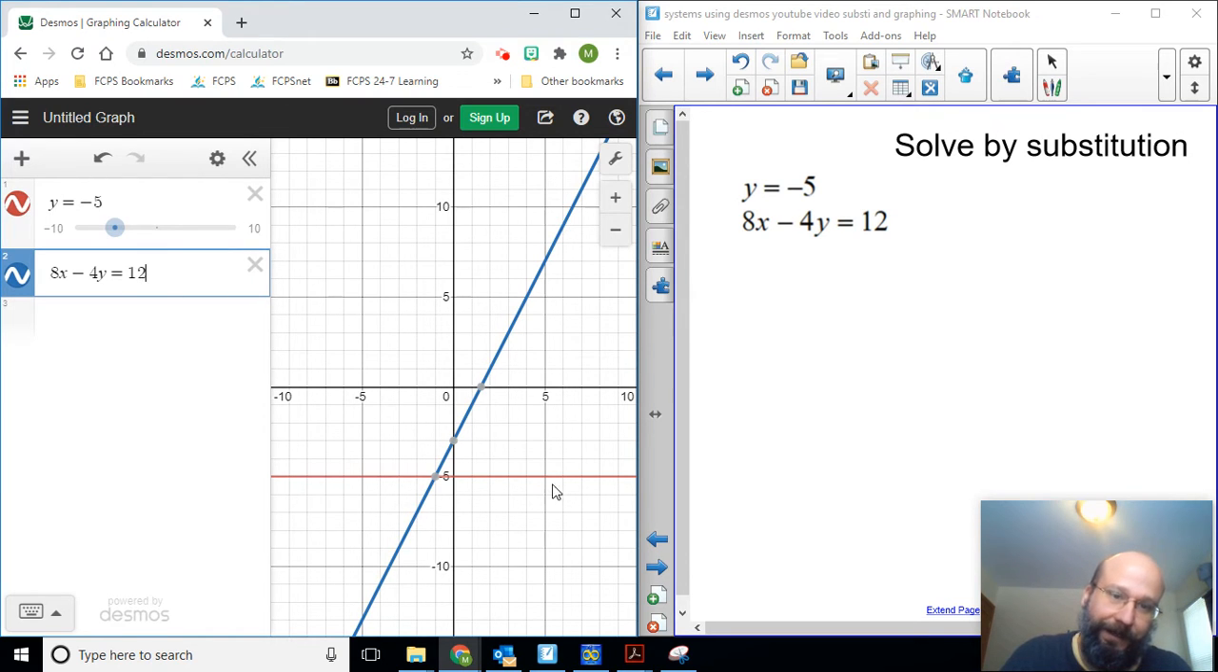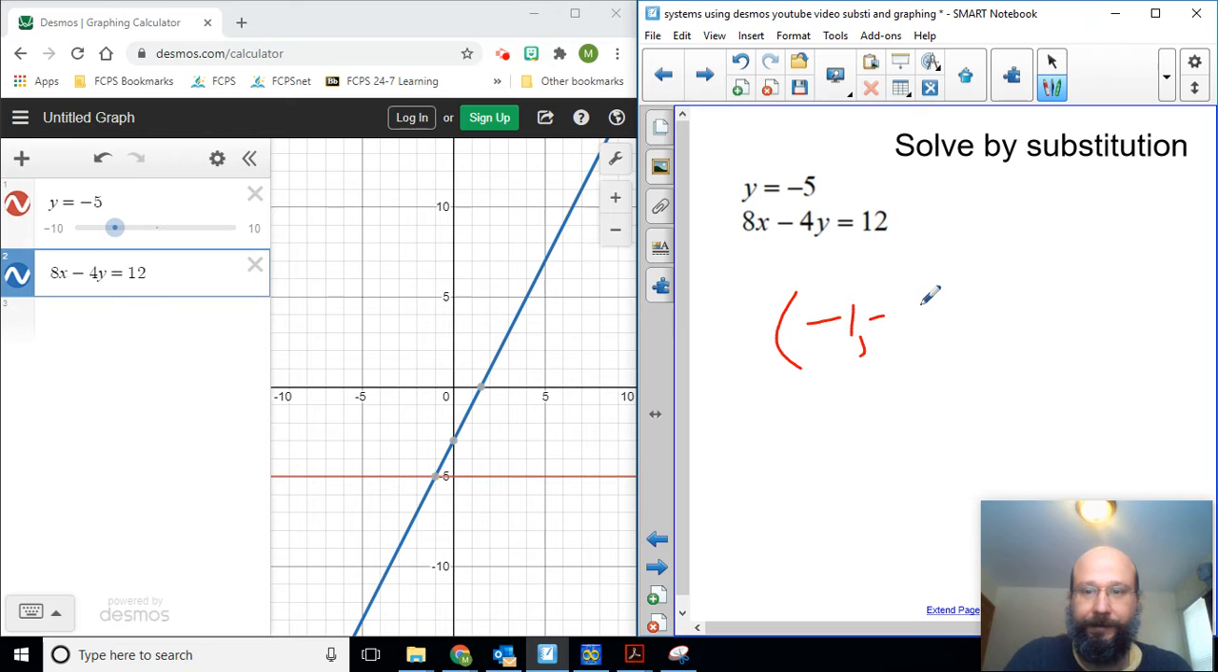This line is red. y equals 5 goes this way. This line is blue. It goes this way. I see where these two lines cross. They cross right here at -1, -5. So this is the point they cross. So that means that that's my answer: -1, -5. Right? This is where they cross. So that's my answer. The -1 is what my x equals, and the -5 is what my y equals.